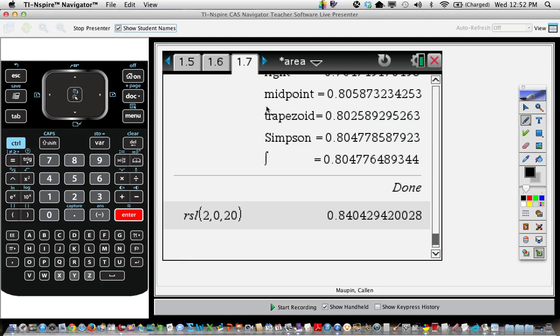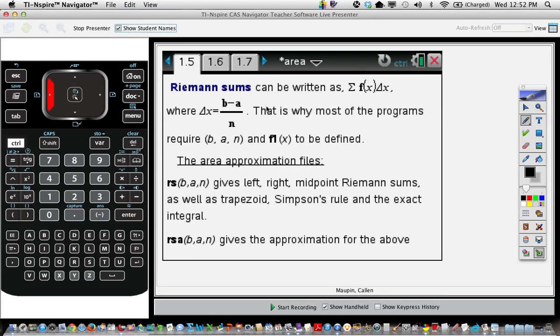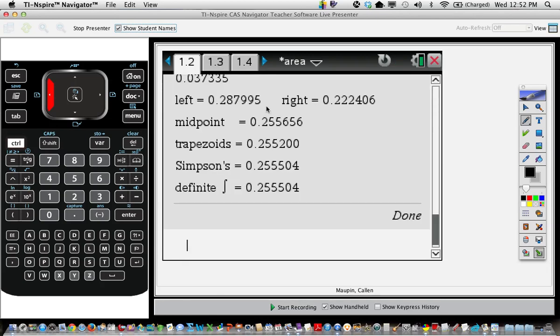Now, you don't have to go to 1.7 to use those. Let's scroll back to 1.2. On any calculator page in this document, you have to be in the area document. So if you go back to page 1.2 and typed RSA right now, it would recognize it. See? So you could do any of these. You could type the RAM with the empty parentheses, or you can type these other ones, and do them that way.